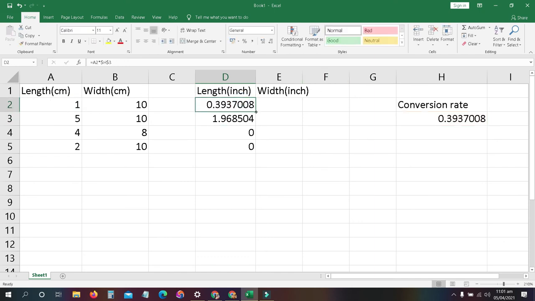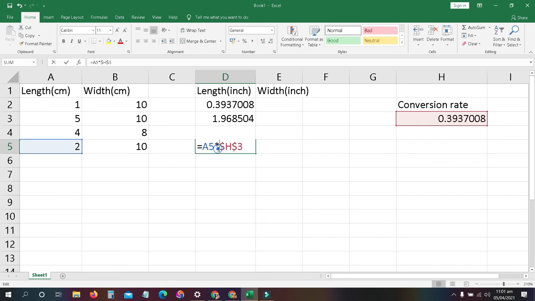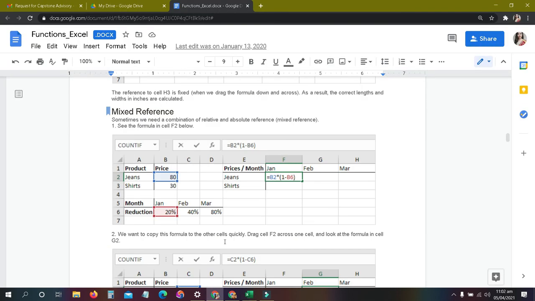Then if you apply this one to the rest of the cells, click and then hold and then drag. So that's it. That's the answer. I hope it's clear, guys. If you look at the cells individually, the H3 cell stayed because of the dollar sign. Okay. So next, we have the mixed reference.